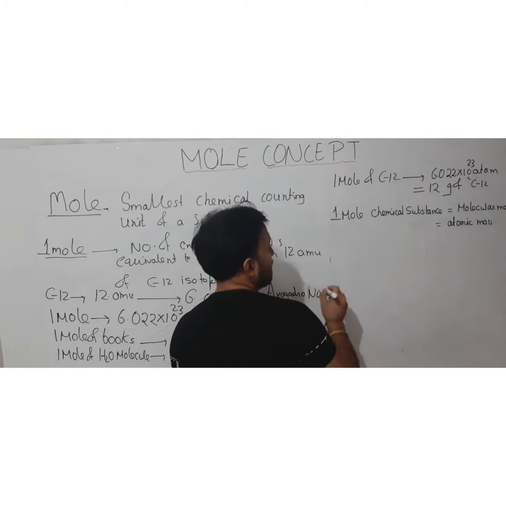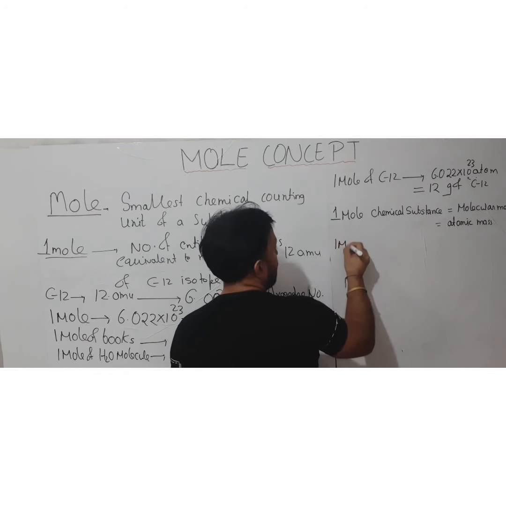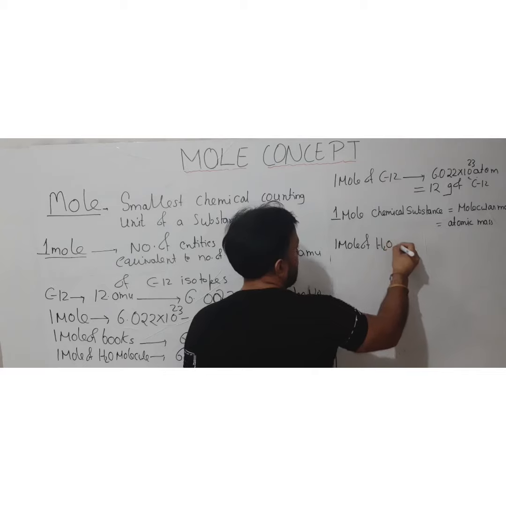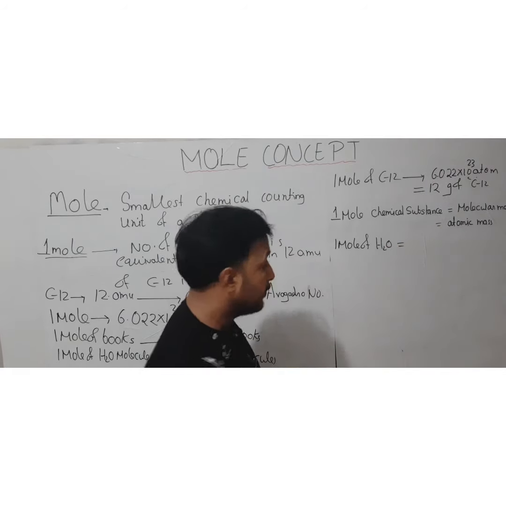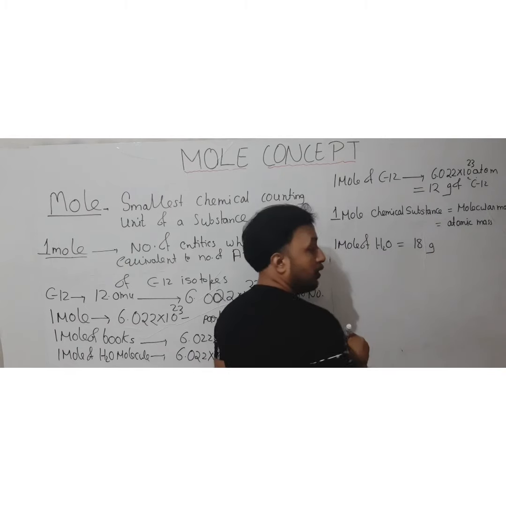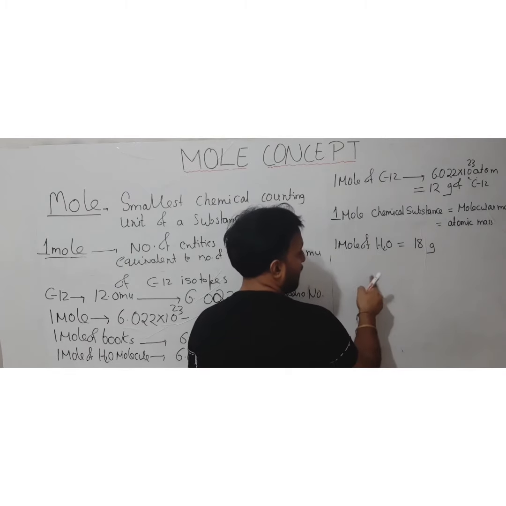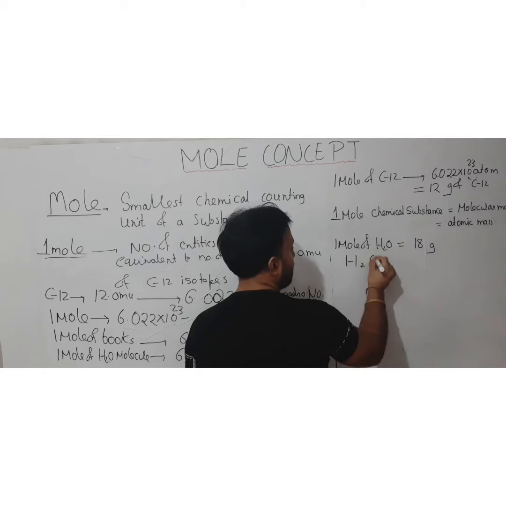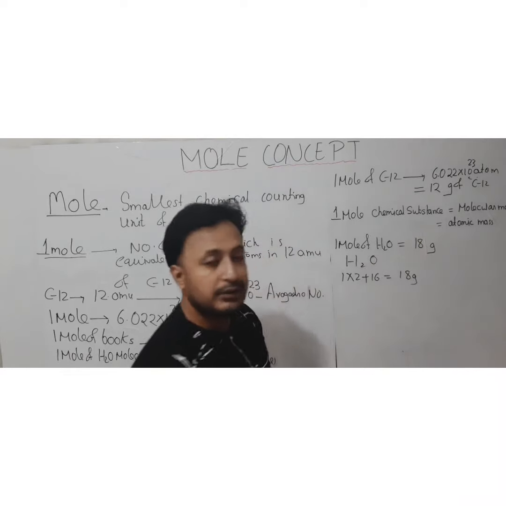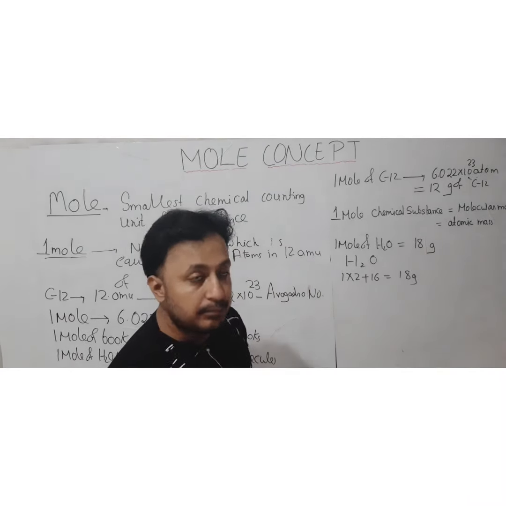Okay, one example again I can give you. If I am talking about 1 mole of H2O, then how much mass of H2O is there? It will be equivalent to 18 gram, because the molecular mass of H2O, if you calculate 1 into 2 plus 16, that is how much? 18. So it means 1 mole of H2O will be equivalent to 18 gram.